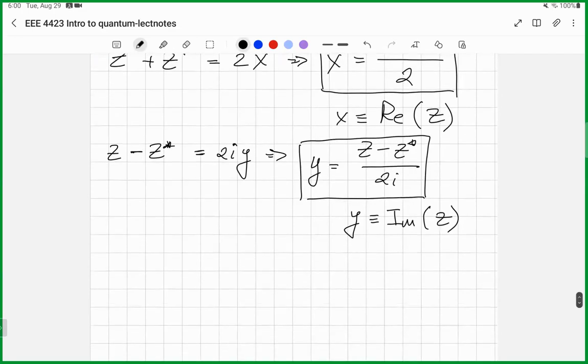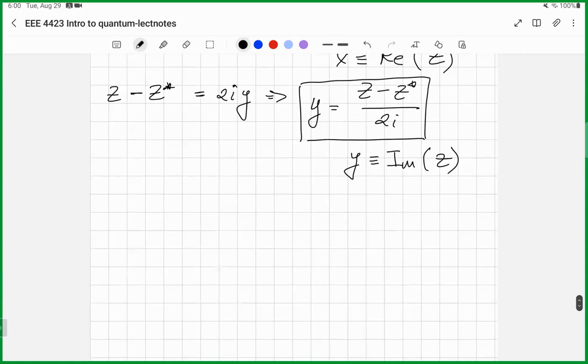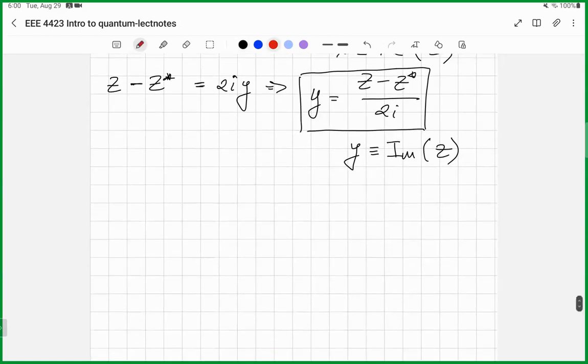So at this moment we need to introduce a very, very important formula which bears the name of the famous mathematician Euler, right? Euler's formula.